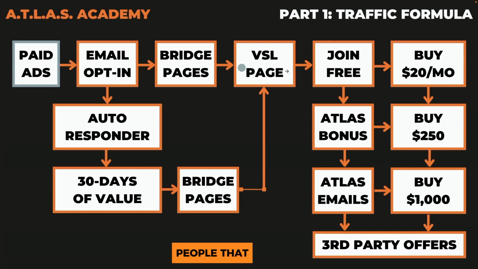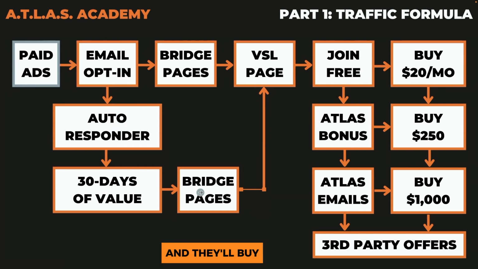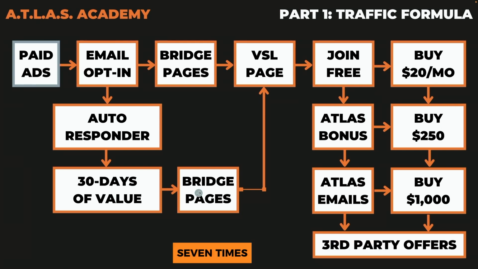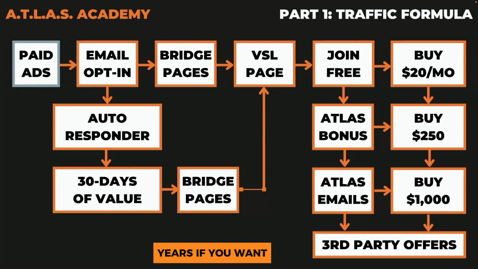So even the people that don't buy right off the bat, they'll eventually go into an autoresponder and they'll buy later, right? This is what happens. This is common. Sometimes people need to hear about an offer 5, 6, 7 times before they actually take action. So that's where I put in 30 days of value. After 30 days, you can just sort of leave it alone, or you can continue another 30 days, another 90 days. Heck, you could do this for years if you want.